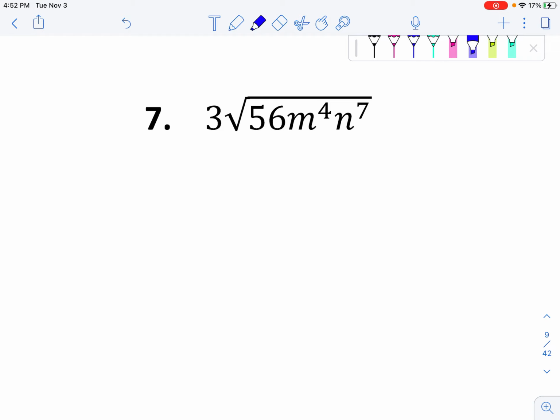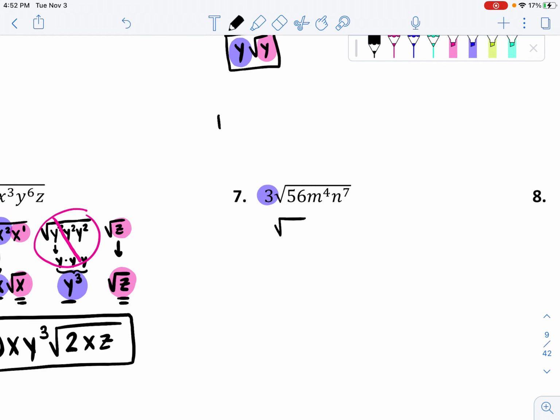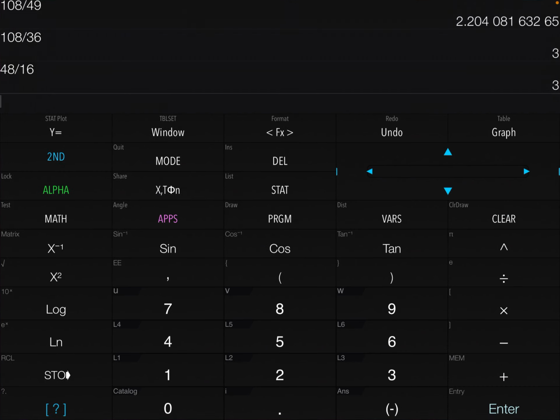Number 7, I've got a 3 out front already, so that's going to stay on the outside. I'm going to break the rest of it up. So 56, let's go back to our list of perfect squares: 1, 4, 9, 16, 25, 36, 49, 64. So 56 would fall in between 49 and 64. I'm going to work my way down with dividing. I know 56 can't be divided by 49. I know 56 can't be divided by 36. I know 56 can't be divided by 25. So let's try 16.